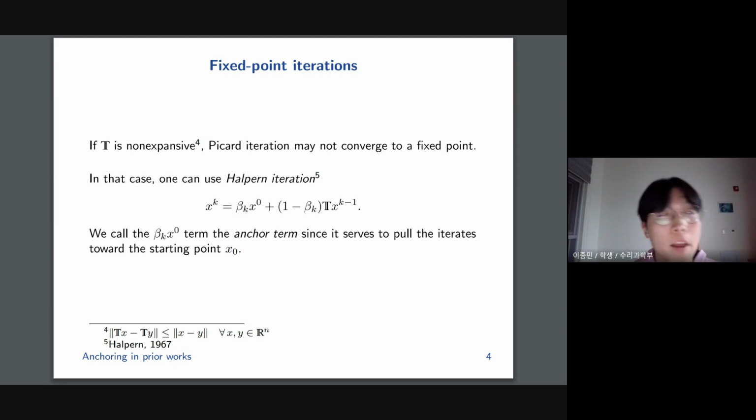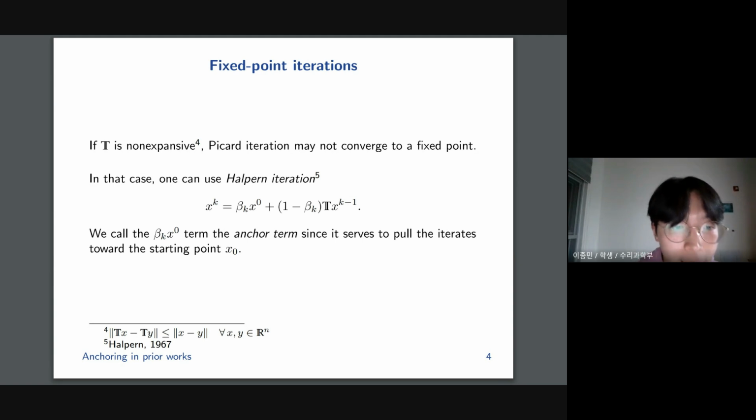In that case, there exists a huge line of research to handle this issue, and one method suggested in this literature is the Halpern iteration, which is the main character in today's story. Halpern iteration is defined as follows. To obtain the next iterate xk, we add two terms. The first term is beta k times x0, and the second term is 1 minus beta k times T xk minus 1. Here, beta k is a coefficient we can freely choose, x0 is the starting point, and xk minus 1 is the current iterate.